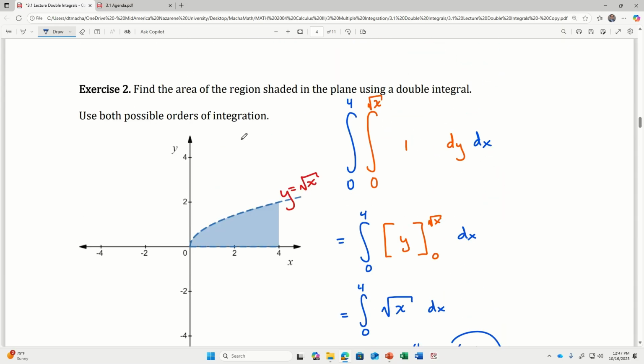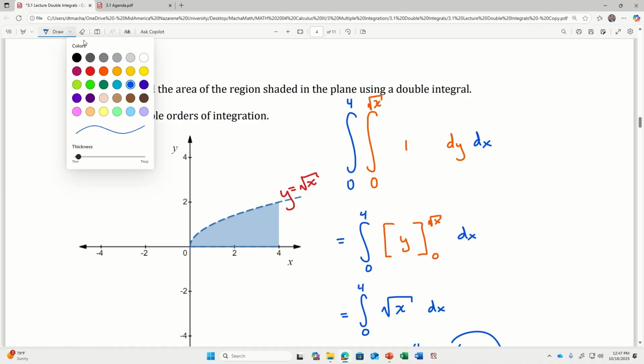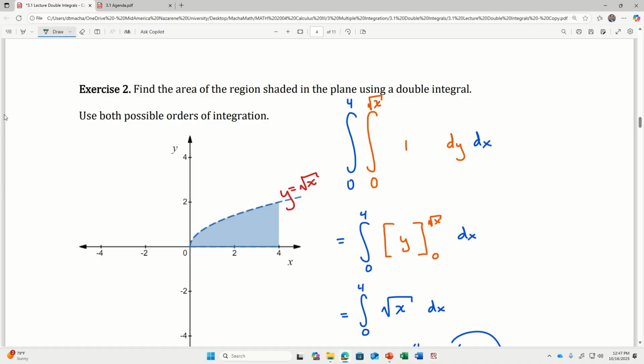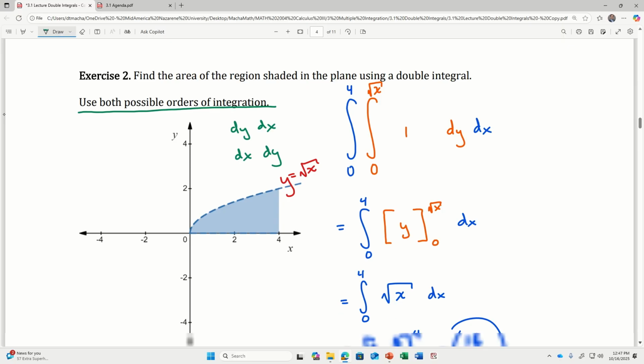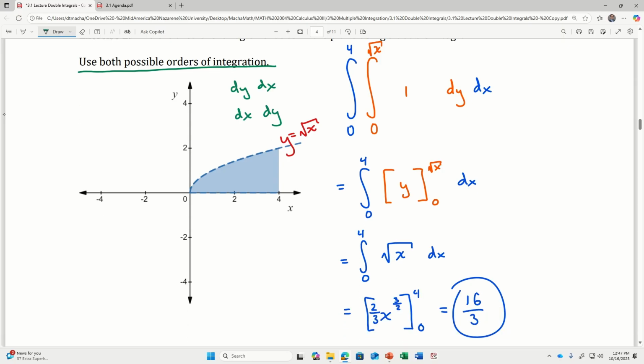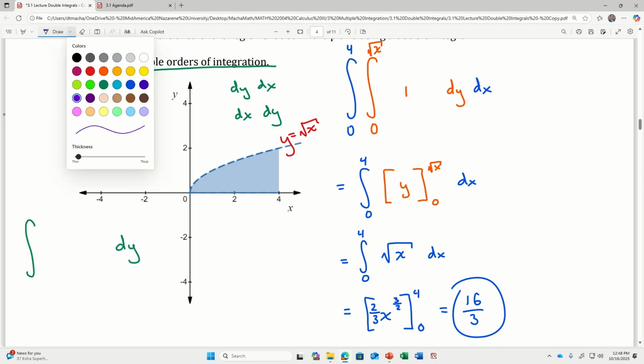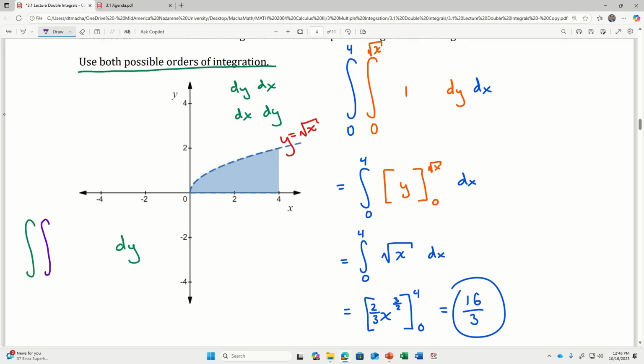Oh yeah, I didn't finish this question. Where it says use both possible orders of integration, if I ever ask you to use both possible orders of integration, what I mean is you could say dy dx, or you could say dx dy. And so now let's work the same problem with the other order of integration. I want some integral where the outside integral is with respect to y, and the inside integral is with respect to x. So I'm reversing the order here.